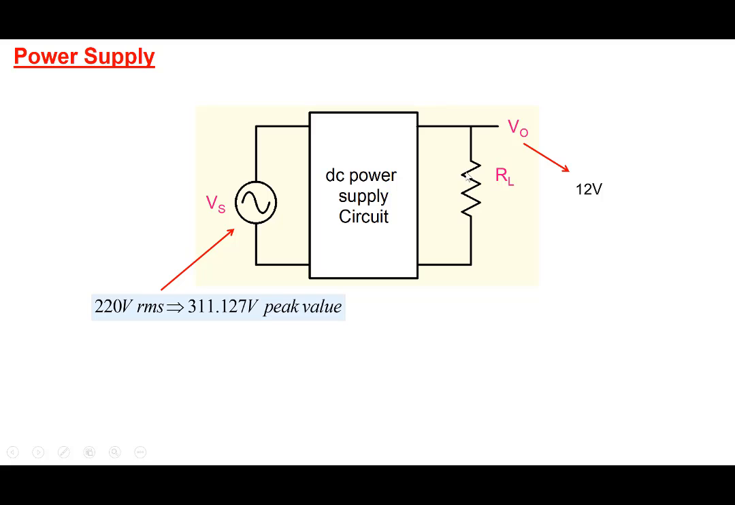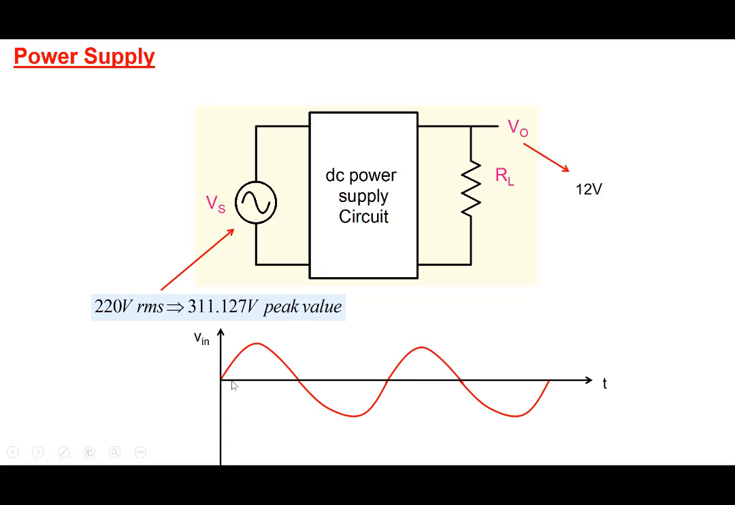So a load resistor is connected here, and what we are looking for is, the input is a sinusoid, and we want a DC, a voltage which is constant with respect to time. So that's what we are looking for.